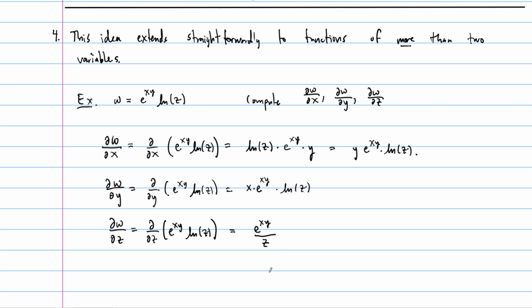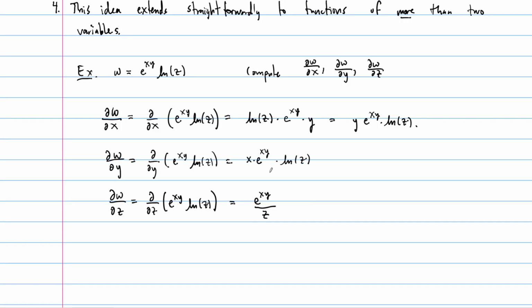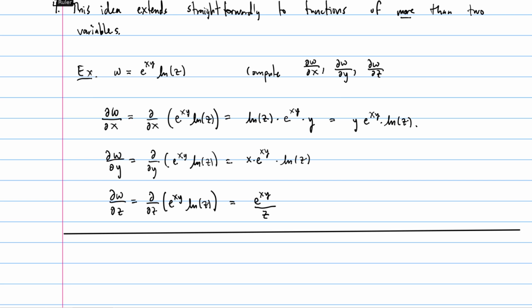Very straightforward, right? You just one by one go through the different variables. You treat all the other variables like constants, and everything works out just like it would in Calc 1 or maybe Calc 2. I mean, derivatives are Calc 1, right? So it works out just like Calc 1, except it has some other variables there that you've treated like constants for the time being.